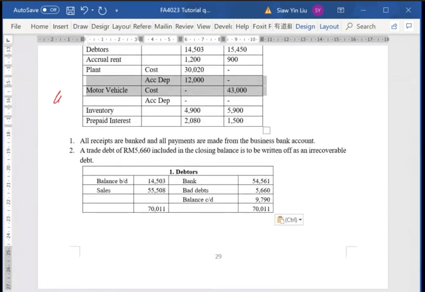Wait for a minute. Okay. You have this opening here, it is from your questions. And then closing is also from the questions. But if you look at here, the question says trade debtors of 5,660 included in the closing balance, means that included in here 5,660 should be a bad debt. So here you record a bad debt. So now your closing will become lesser. From 15,450 you minus the bad debts. Is that okay or not?